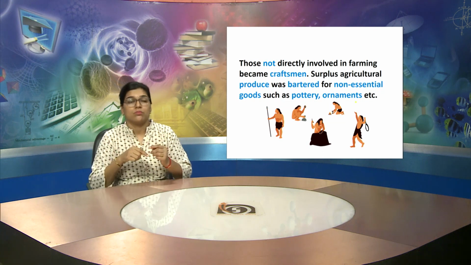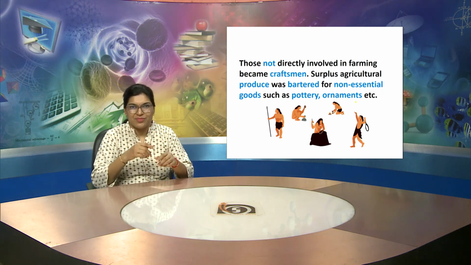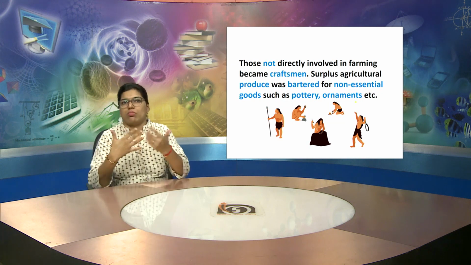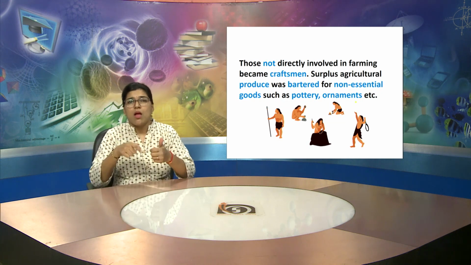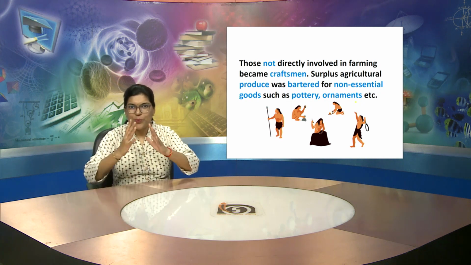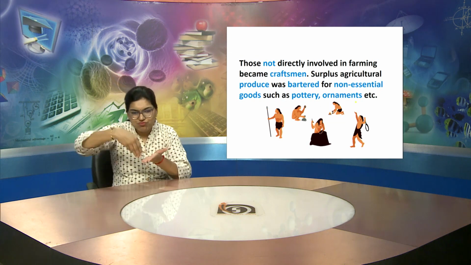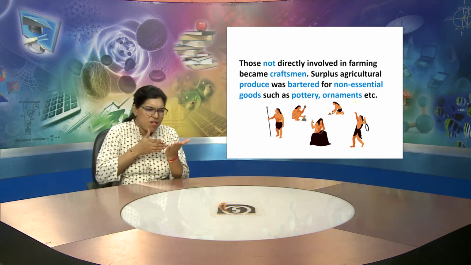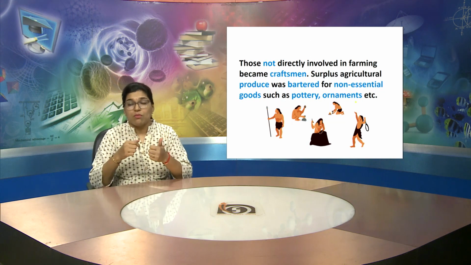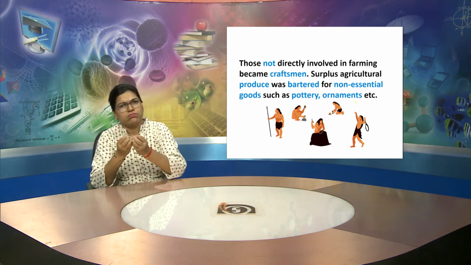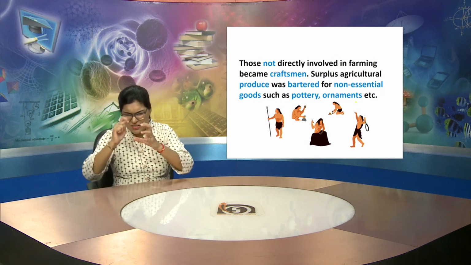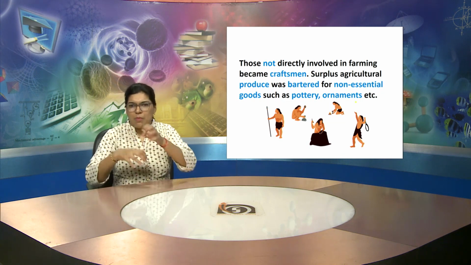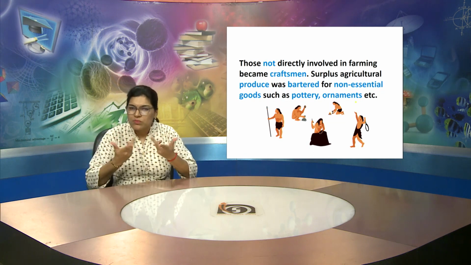Those who were not directly involved in farming became craftsmen. And all those who were interested in doing agriculture work were doing agriculture. And surplus agricultural produce was bartered for non-essential goods like pottery, ornaments, etc. So we can say that there was a kind of exchange of materials among the people who were living in society.